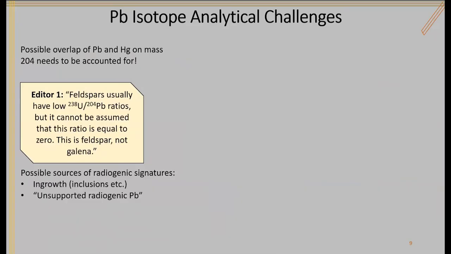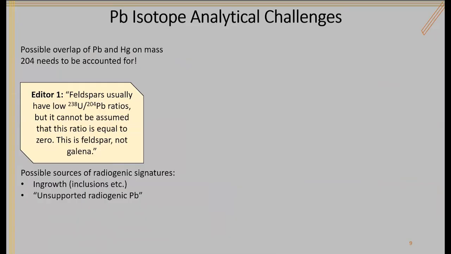It would describe lead that is not bound in the crystal lattice of K-feldspar, but is precipitated through secondary alteration processes, for example, hydrothermal fluid flow. But everything that precipitates from a fluid would, by definition, probably be an inclusion anyway. So one way or another, we have to deal with the issue of ingrowth in K-feldspar.